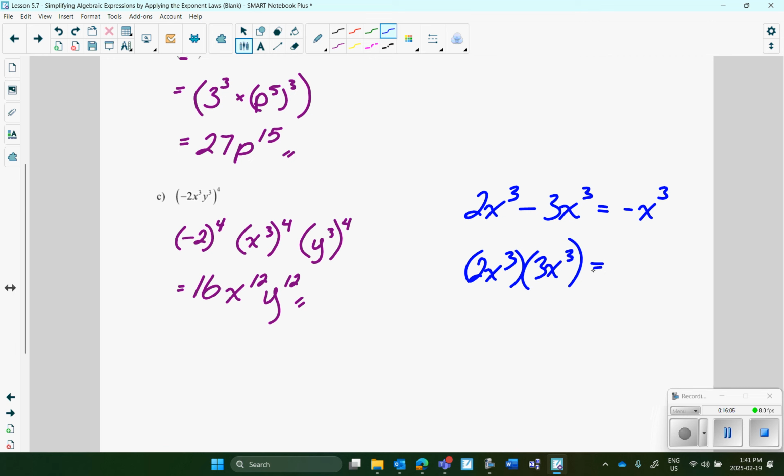What's that? Is it 8 x to the 9? Wait, I'm trying to reason. 6 is 2 times 3. What do we do with the exponents when we multiply? Add them. We don't multiply the exponents. We only multiply them when they're right beside each other. So we add 3 plus 3. Yeah. Now, if you combine your two answers, you guys were right.